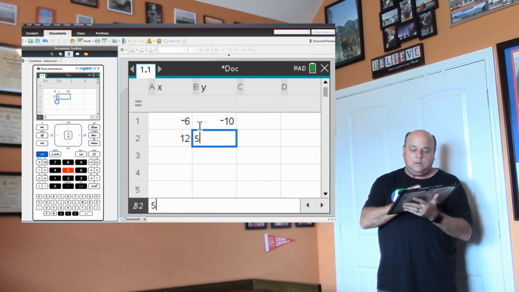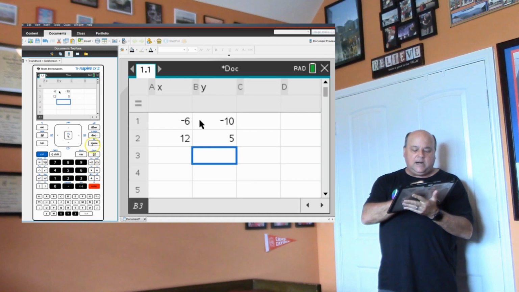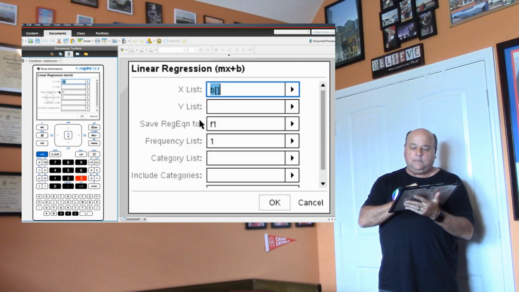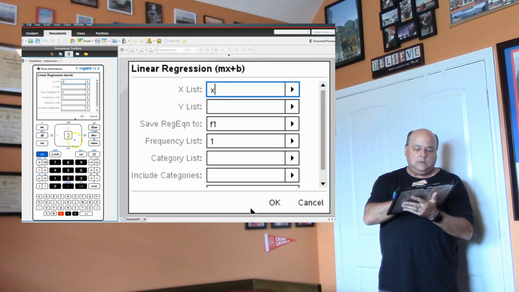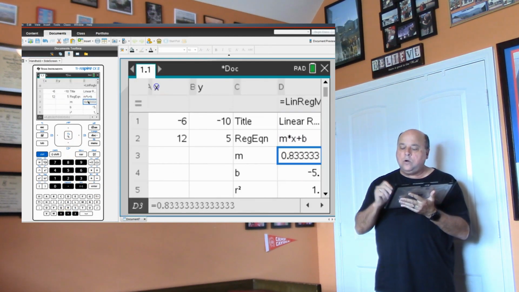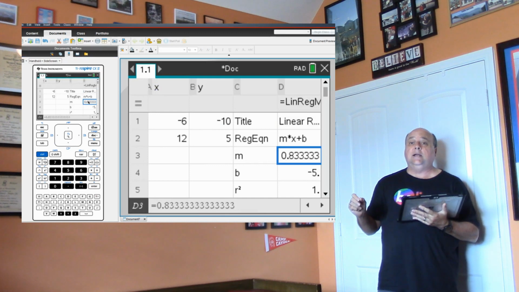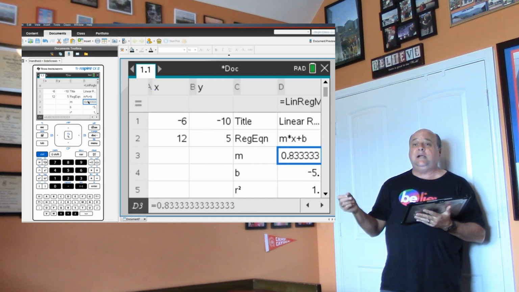Now then, menu 413, and I'm going to get my slope, x down, y down, and then enter. Now my slope's a decimal in it, so I need to copy and paste this and make it a fraction.